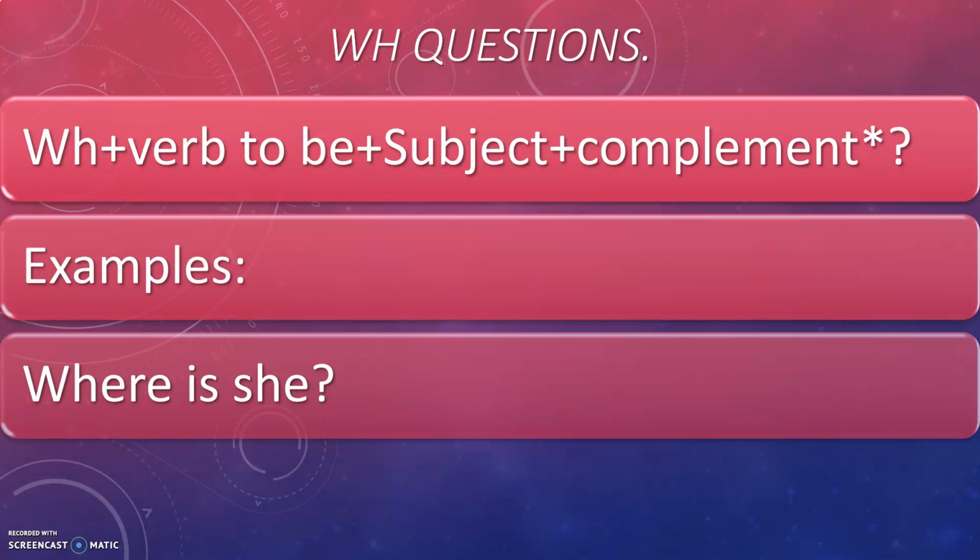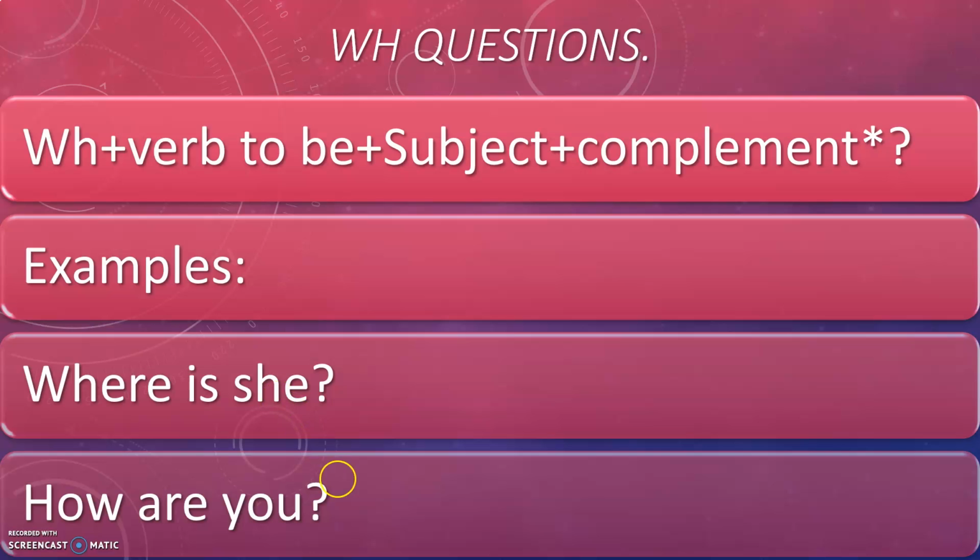For example, where is she? The double H is where. The verb to be is "is," right? The subject is she. And this is what I was saying before. There is no complement in here, and that's correct. I mean, if you want, you could add a complement, but the question is understood like this. Where is she? We don't need more information, or at least it is not essential.